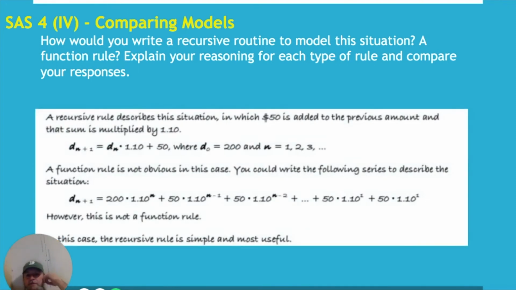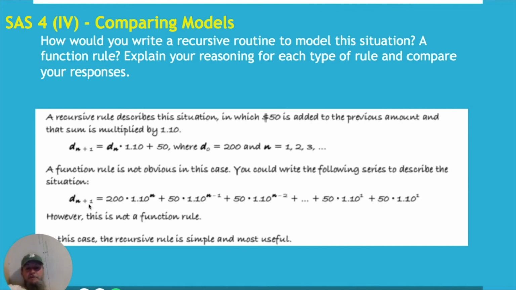So the recursive rule described in this situation, $50 is added to the previous amount, and that sum is multiplied by 1.1. So the previous amount is multiplied by 1.1, and then we add 50. And the new amount is that value, where the initial amount is $200 and n is the months as we move on, starting in 1 and 2 and then 3. Now, the function rule is not obvious in this case. You can write this series to describe the situation.